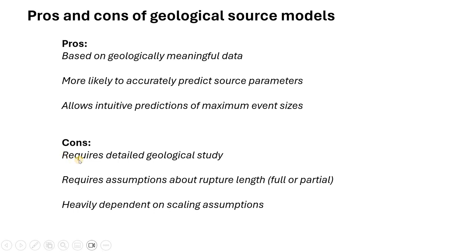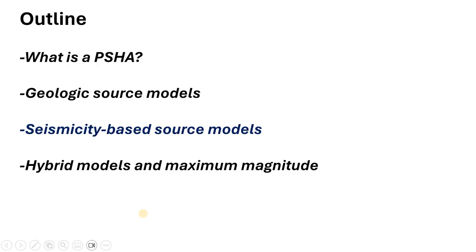The cons are that we need to know all this stuff. We need to know where these faults are, right? We may need to know their slip rate. So this requires a lot of detailed geologic study that simply hasn't been completed in many parts of the world. Of course, we also need to make a lot of assumptions about rupture length. Is it going to be a full rupture or a partial rupture? And then we make all those scaling assumptions. We're trying to convert that rupture length into a magnitude, into a slip distance, and there's a lot of assumptions built in there. So this brings us to the next type of source model.